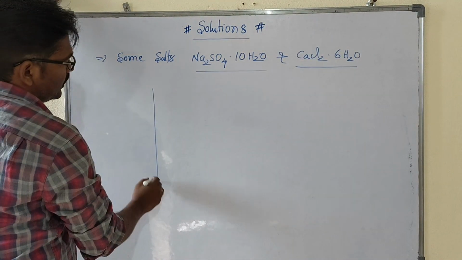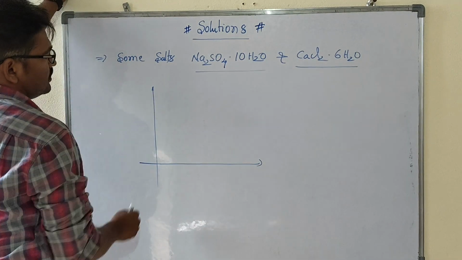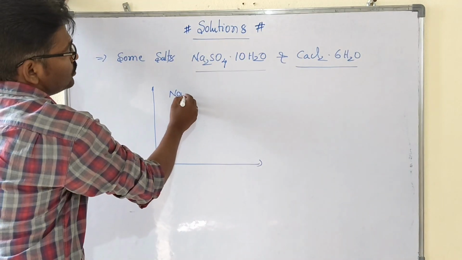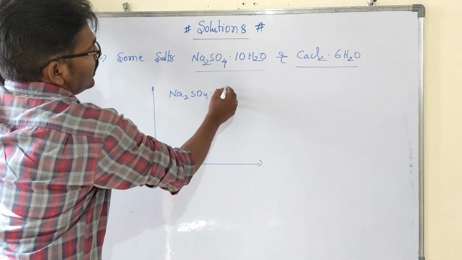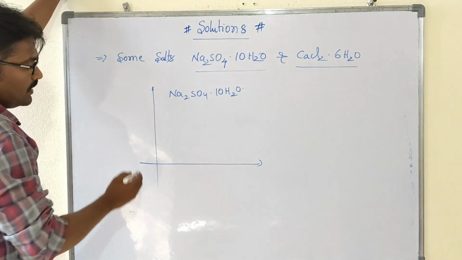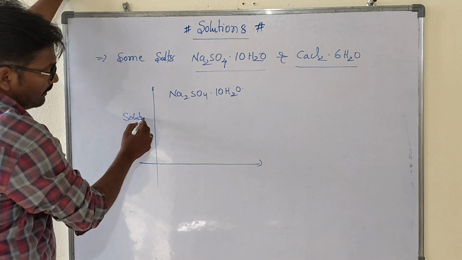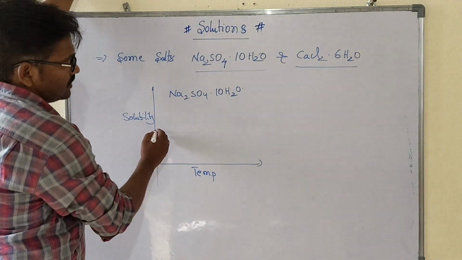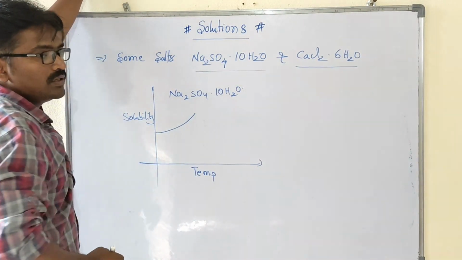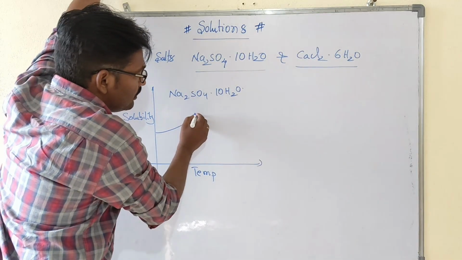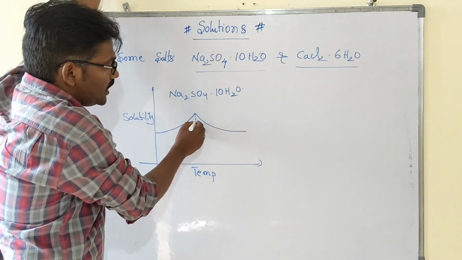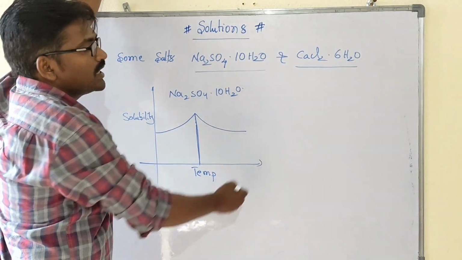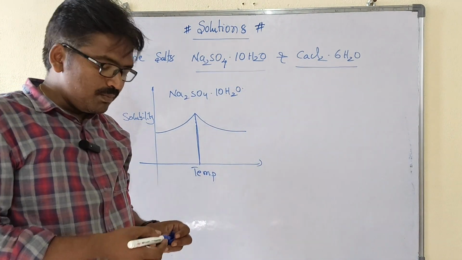So look at the graph, we can get it like this. For the Na2SO4 10H2O salt, just assume this is solubility and this is temperature. Solubility first increases like this, then it decreases like this. At a particular temperature the solubility suddenly decreases. Why, sir? What happens there?